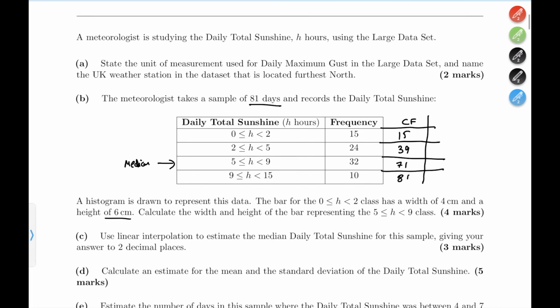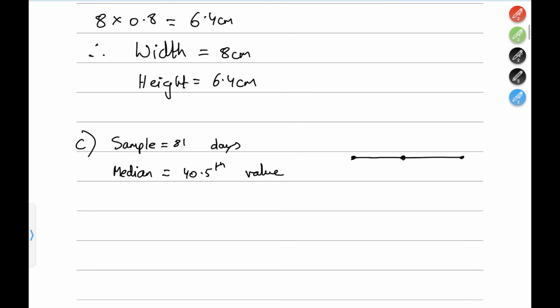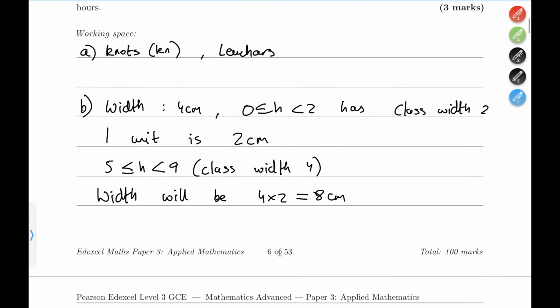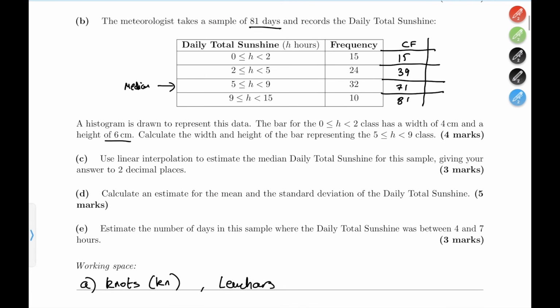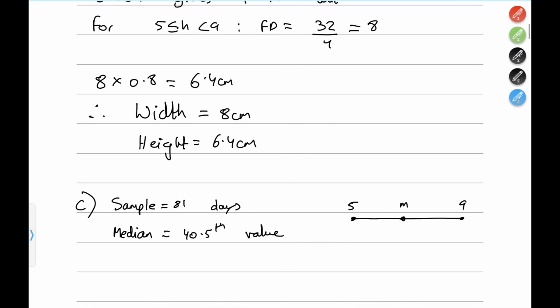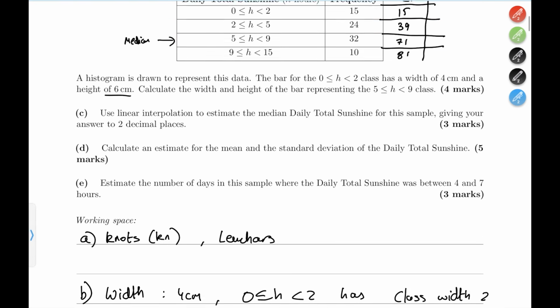So what am I going to do? My first step is I'm going to write 5, and 9, and put m here. What have I done here? I've written the endpoints of that class. We know that the endpoints are 5 to 9, and we don't exactly know where yet, but we know that the median lies between 5 and 9. So I've labeled that here. My median is going to be m, and it's between 5 and 9.